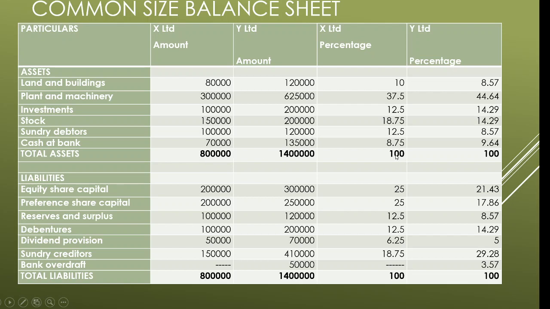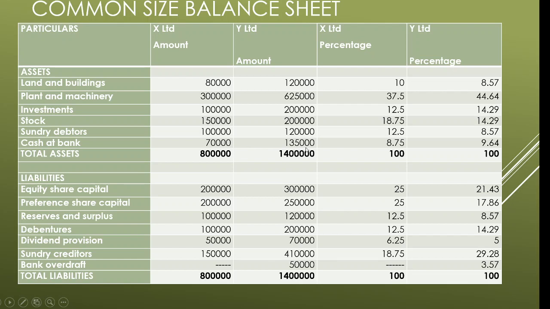8 lakhs is taken as 100, and all the other items of assets, that is current assets as well as fixed assets, are shown as a percentage of the total value. Now when you look at these percentages, we can make out that among these, plant and machinery forms the highest percentage, that is 37.5%. Next comes the stock, 18.75%, and cash at bank is just 8.75% of the total assets.